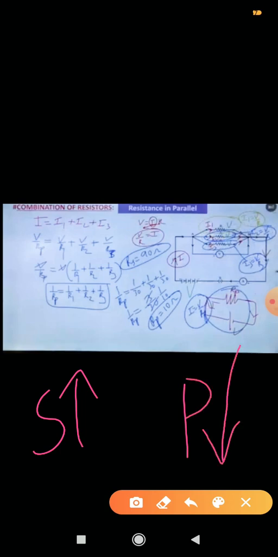When the resistance in parallel is low and in series it is high, we calculated that current in series is the same, but the potential difference is different. Voltage in series is different, but in parallel it is constant. So we find that resistance in series is high and in parallel it is low.